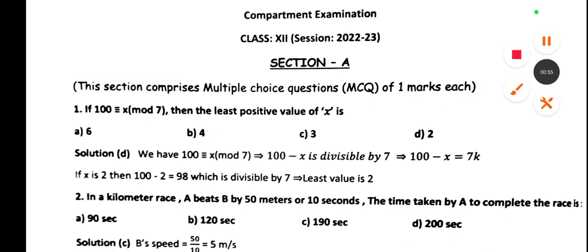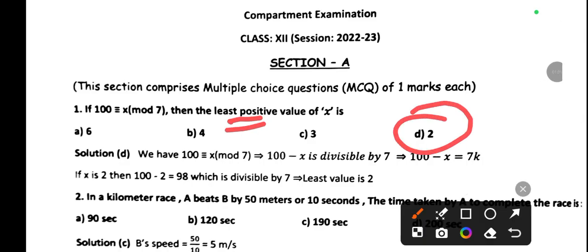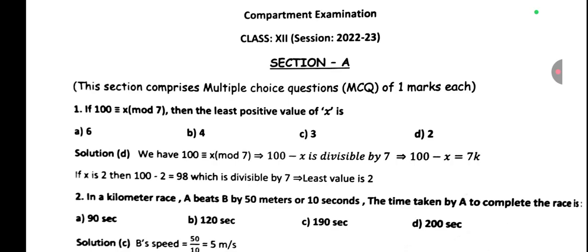Now check which is the least value in the options. For the least positive value, you should check the smallest option first. You should not check randomly. They have given you options. If they asked for the greatest value, you would start checking with 6. So very simple. This type of question is very important, and they can ask it with different numbers.